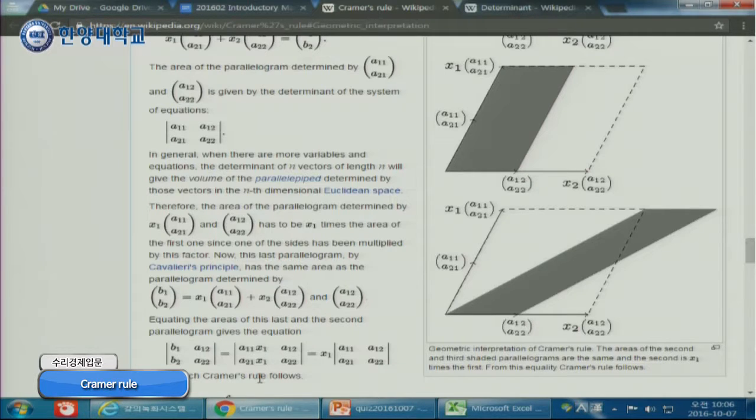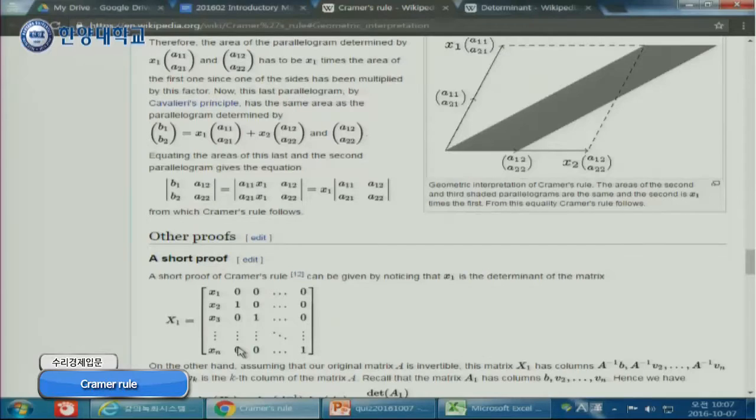Well, by the way, for the second determinant we can put x1 outside. Put x1 outside, and we know this is this one, and this is this one. They are the same. So this and this are the same, right? So we are interested in x1. So we divide each side by this determinant. So we have Cramer's rule. Right? This is amazing. This is the intuition of Cramer's rule. Interesting, isn't it?